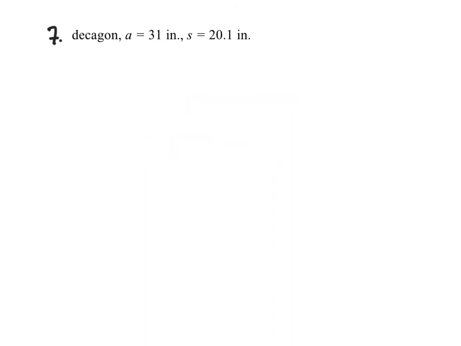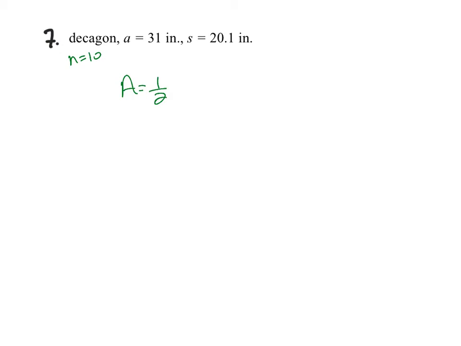I have a decagon, so that means that this n is 10. So area equals 1/2 times 31 times 10 times 20.1. Okay, so my area here is 115.5 inches squared.